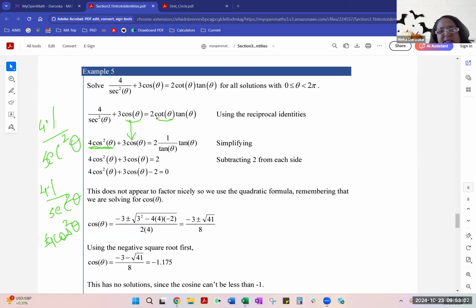But then you will again see we are using the reciprocal identity here on cotangent, and we're rewriting that as 1 over tangent of theta, right? So since you have tangent of theta on the denominator and tangent of theta on the numerator, they're canceling each other out.